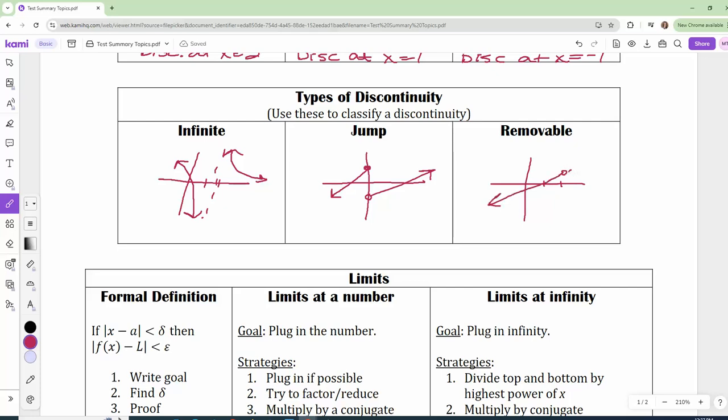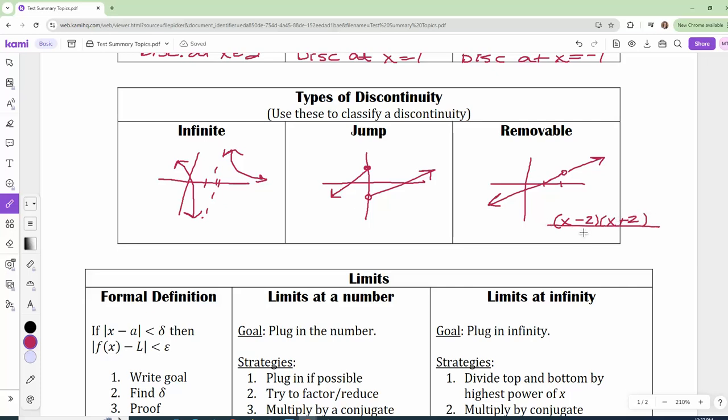Can you tell me, from an equation, how you know there's an infinite discontinuity? Removable is when something cancels. So if we had something like these multiply.